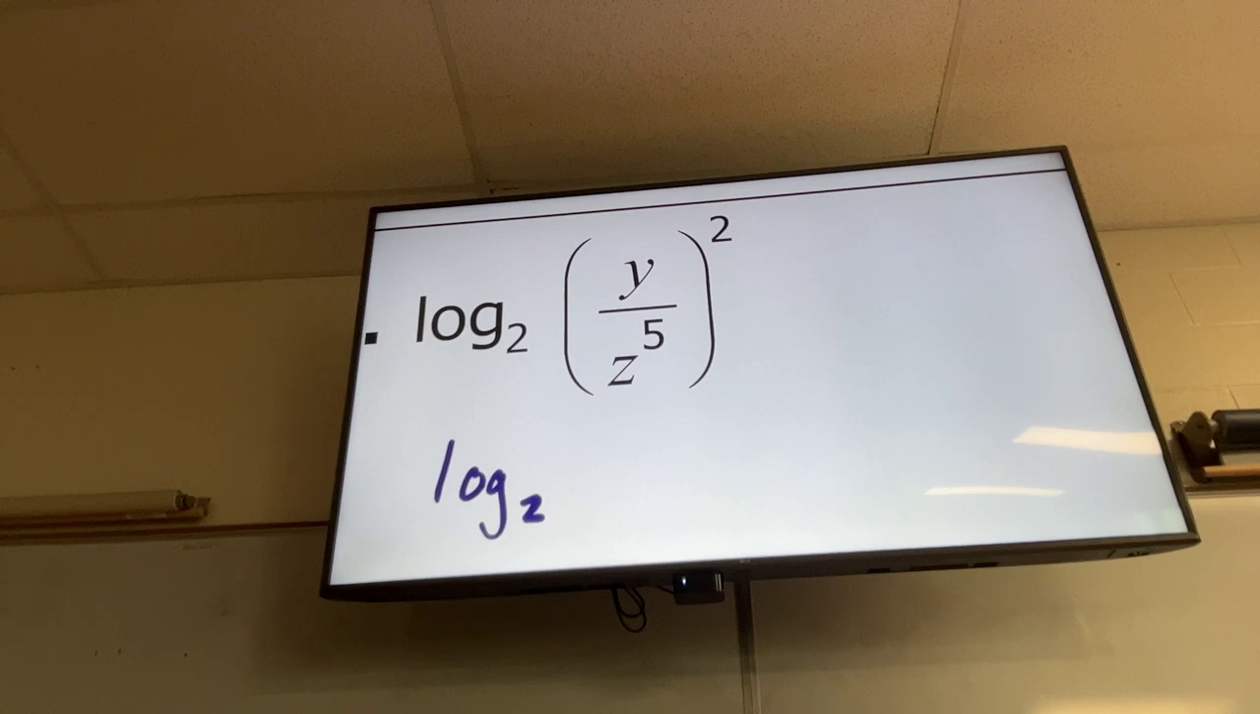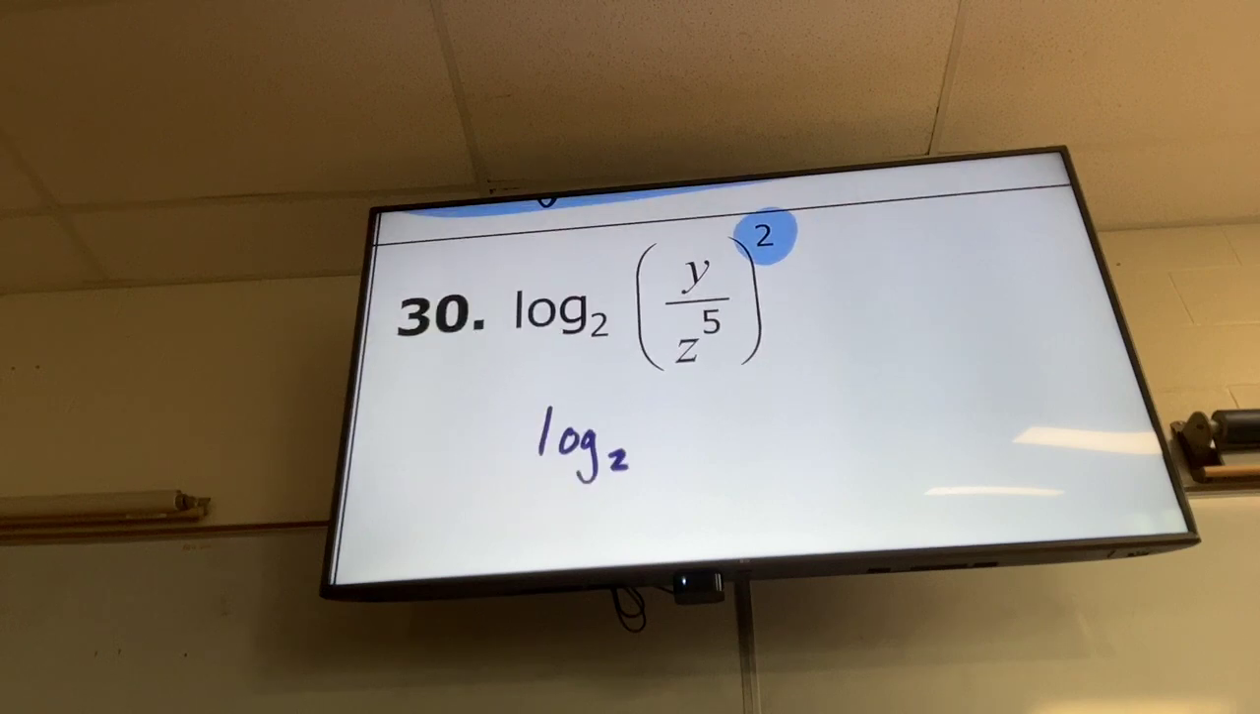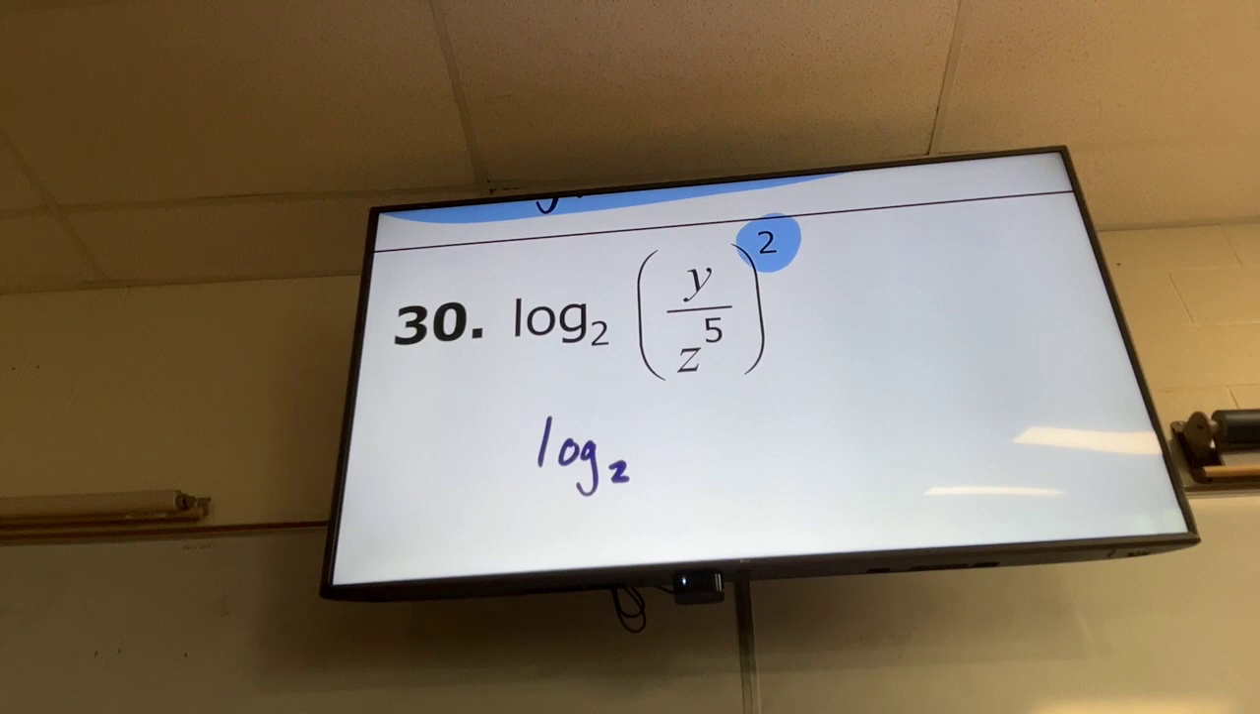What does that become? It does, yeah, but we want to distribute this exponent first. It's going to make our life a lot easier. What does that become? Y squared over z to the 10.